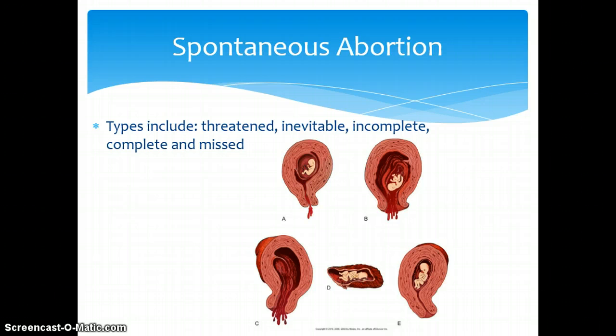Your book also talks about septic and recurrent miscarriage. Recurrent miscarriages are usually defined as 3 or more miscarriages, and a prophylactic cerclage may be done if premature cervical dilation is the cause. And we'll talk about that coming up here.